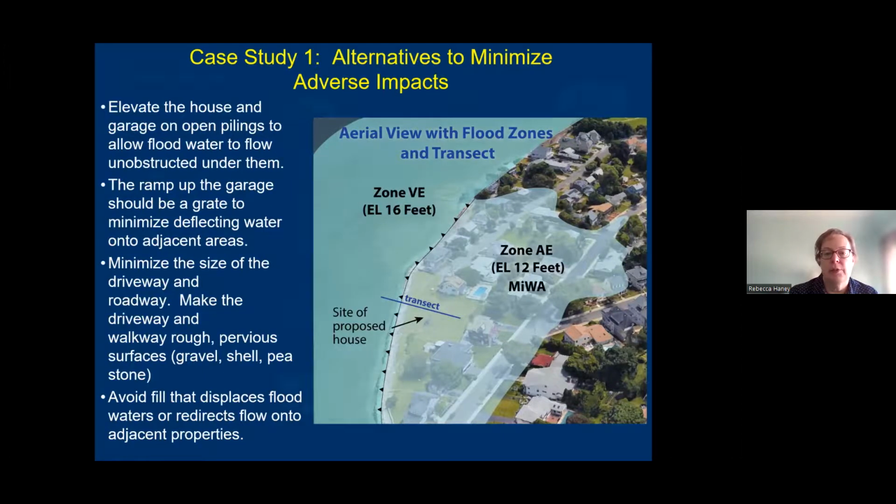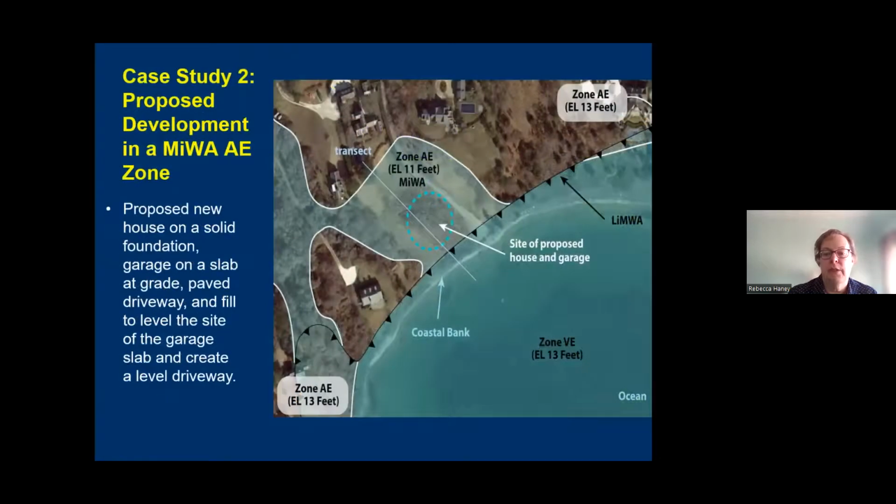So the second example I'm going to show you is a very different situation, and the main difference is the topography. So in this case, we have a velocity zone out here. We've got the limit of moderate wave action here and the AE zone or MIWA back here. So it's also a situation where there's no coastal A or moderate wave action polygon. You've got a V and an A zone, but what's very, very different here is the topography.